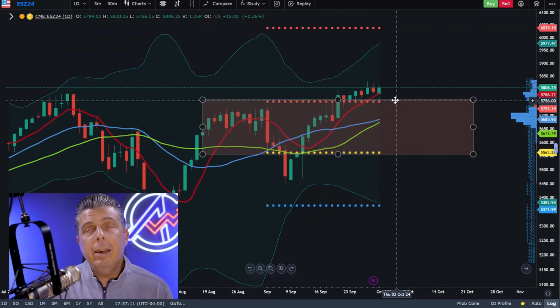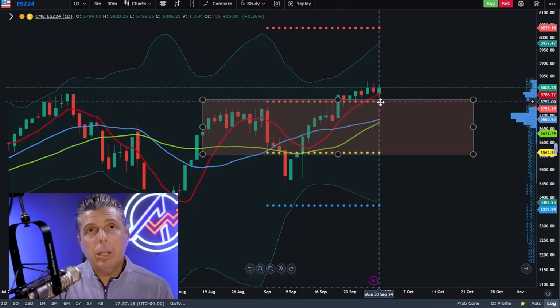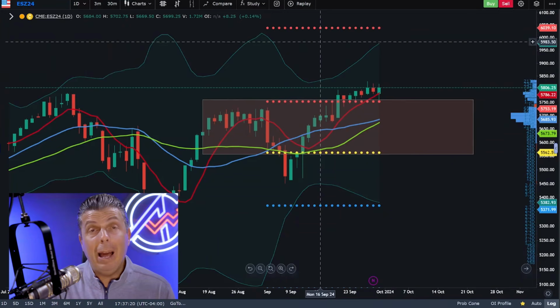So S&P, today's low, last day of the month low, 57, 56 and a quarter to 57, 53 is key. As long as it holds above that, I think we build higher, and I wouldn't fade that move.